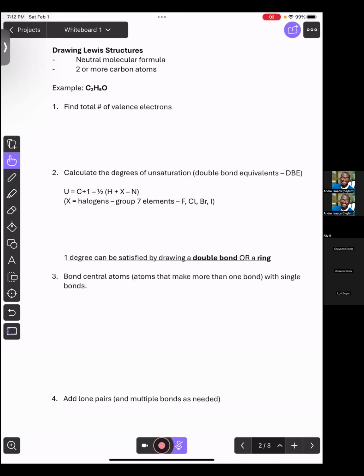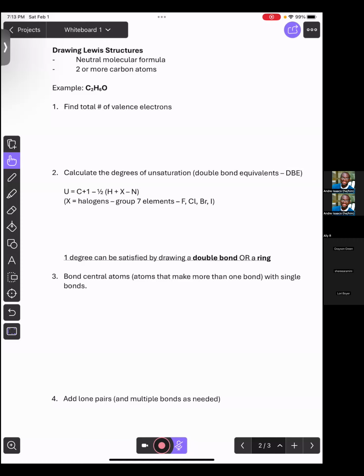So why don't we use an example to do it? Instead of just going through rules, why don't we use an example? So the first thing I want you to do is to find the total number of valence electrons that are present in the molecular formula. And I've given you an example. We're looking at C2H6O, all right? That is the formula that we will be using for this problem.